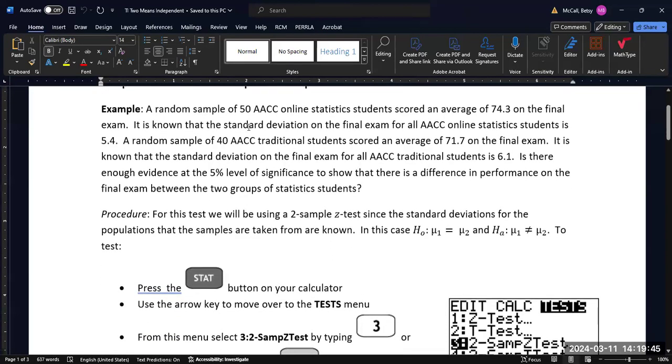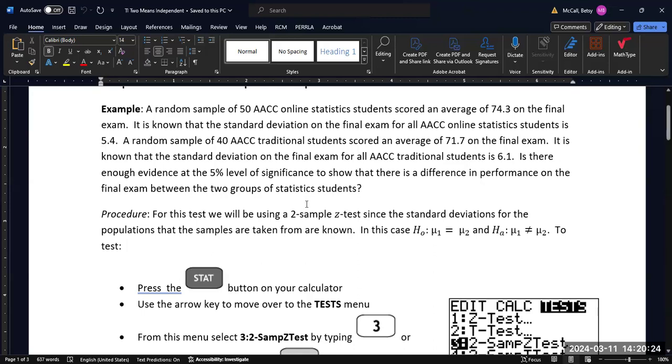So a random sample of 50 AACC online students scored an average of 74.3 on the final exam. It is known that the standard deviation on the final exam for all online students is 5.4. A random sample of 40 such traditional students scored an average of 71.7 on the final exam. It is known that the standard deviation for the final exam of all traditional students is 6.1. Is there enough evidence at the 5% level of significance to show that there is a difference in performance on the final exam between two groups of students?